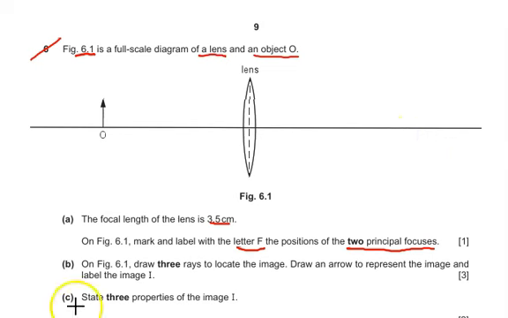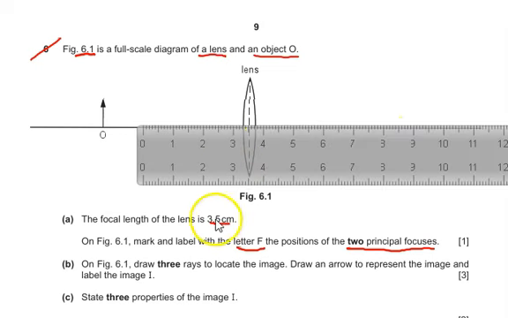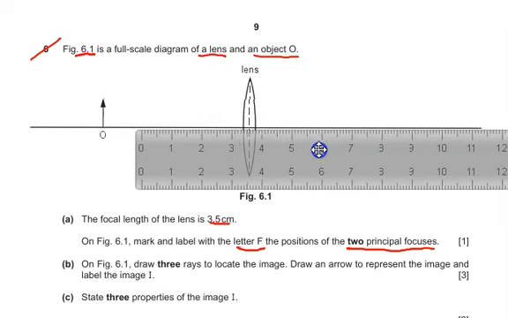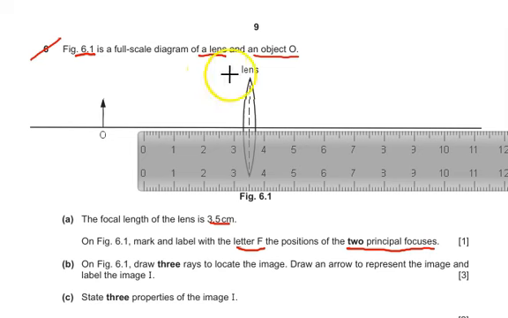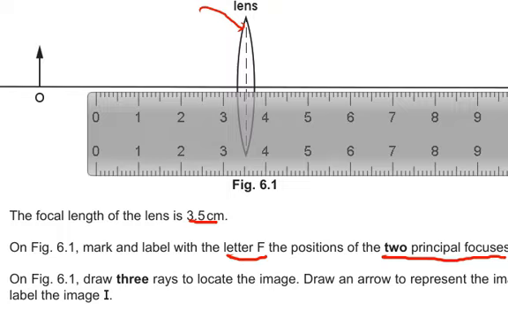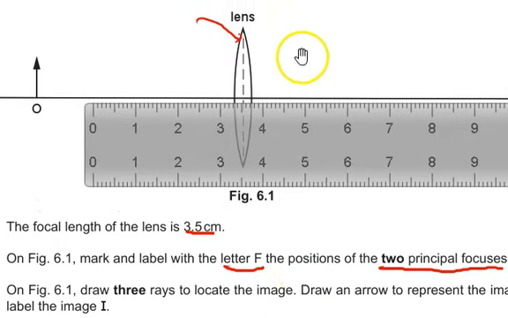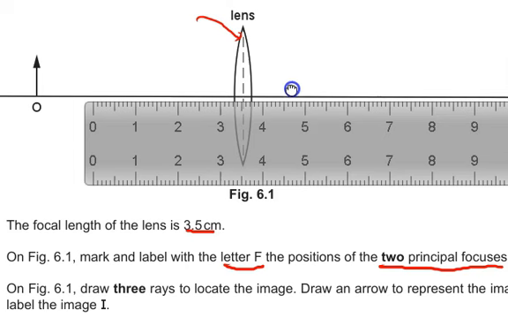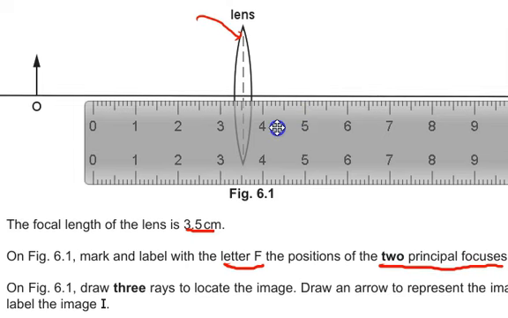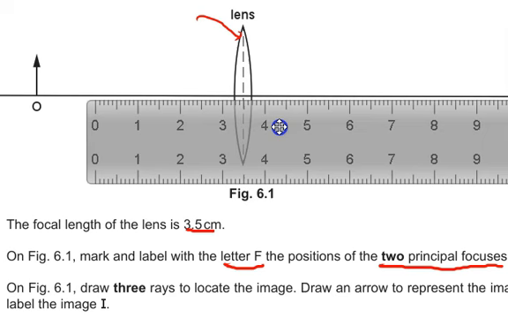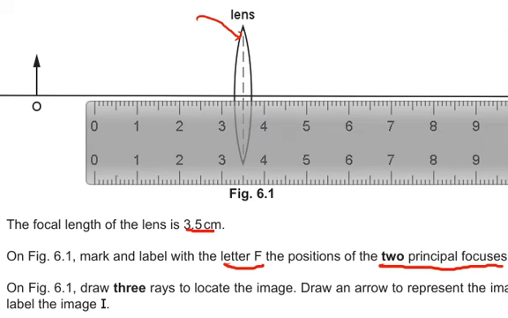Now just get your ruler. So it is 3.5 centimeters, right? Make sure the distance is measured from the center of this lens. Let me make it bigger. Alright, so this is the center. So it's 3.5, should be exactly here. Now you just have to mark here, exactly here. This is your principal focus. So I just put here F.